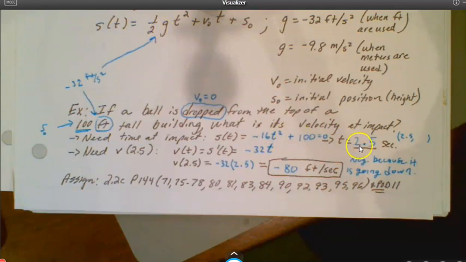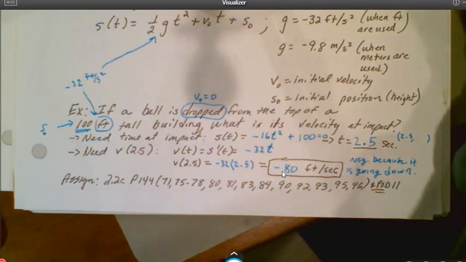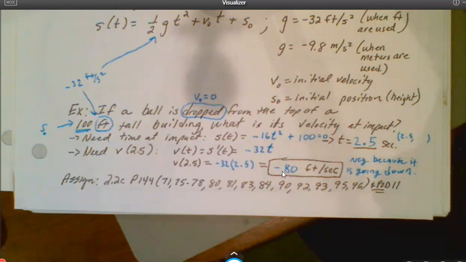Based on this, we saw that it's going to fall for 2.5 seconds just before it hits the ground. And as you take that 2.5 and plug it into your derivative, this is based on this derivative function, this is the speed that it's traveling as it hits the ground, right before it comes to rest again. And then we're seeing that as a negative because you're heading in that downward direction.